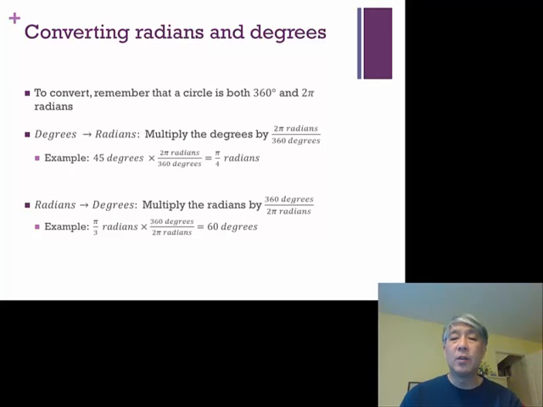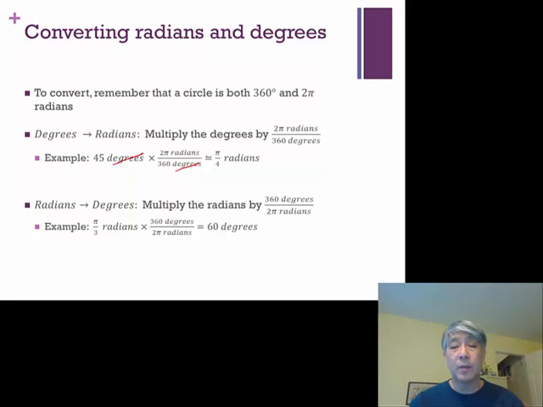If I'm going from degrees to radians, I basically multiply the degrees by 2 pi radians over 360 degrees. This is similar to what we did in science classes when we did dimensional analysis. So in this case, I have 45 degrees times 2 pi radians over 360, and my degrees are going to cancel, and I'm left with just radians. Going through the math, I end up with 90 over 360 on top, or pi over 4 radians.